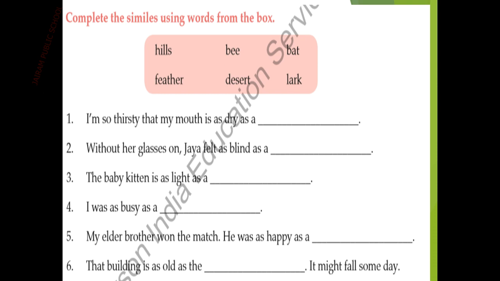Number 6. That building is as old as the dash. It might fall someday. So can you find out the answer for the sixth one? Which is very old and very tall? Yeah, of course. The answer is hills, hill station. So here they are comparing the hill station with the building. That building is as old as the hills. It might fall someday. Let us check your answers.